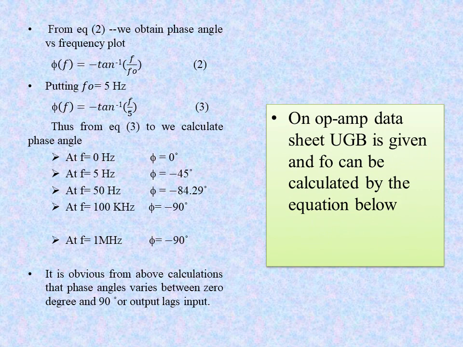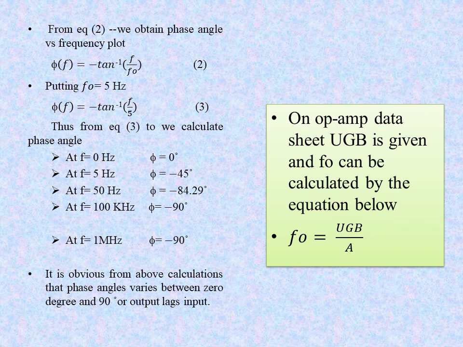One thing should be remembered: when we go through the data sheets provided by the manufacturer, UGB is generally given, and if we want to calculate F0, that is the single break frequency, then we have to use the following equation: F0 equals UGB upon A.